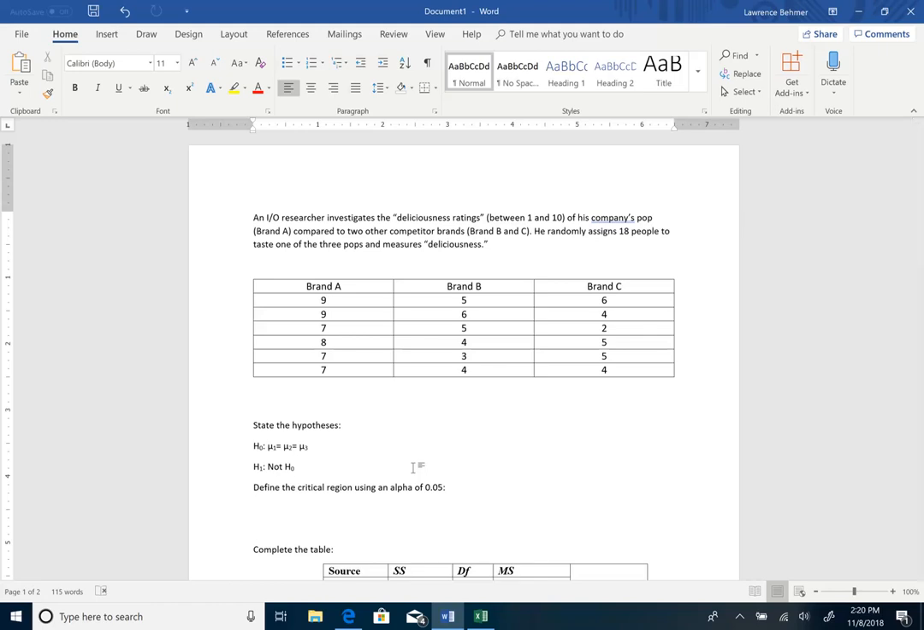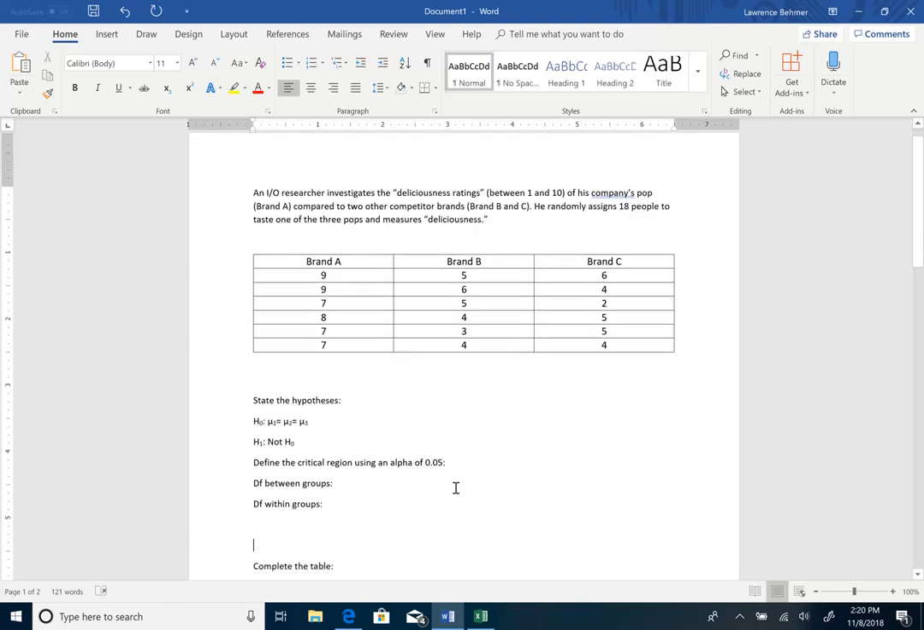Now we want to define the critical region, right, using an alpha of 0.05. First of all, let's figure out the 2 degrees of freedom that we need, right? In order to do this, we need the degrees of freedom for between groups, and we're going to need the degrees of freedom for within groups. Even though we haven't done any math yet, we can do that quite easily, right?